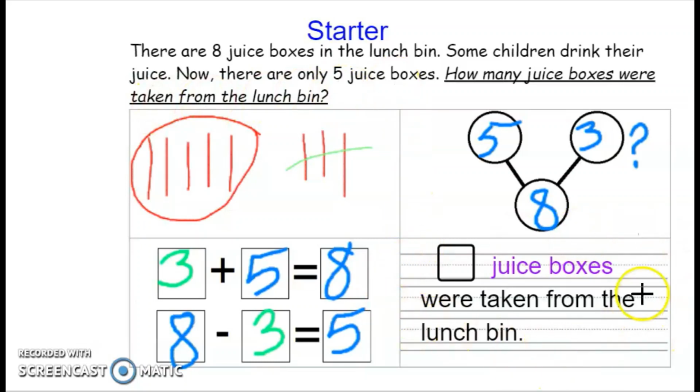Here in our last box right here, you can see that I pre-wrote out our sentence already. How many juice boxes were taken from the lunch bin? We know that there were 3 juice boxes taken from the lunch bin. Remember to always answer in a full, complete sentence when answering a question. You can restate it, and also do not forget your units, which is juice boxes, and our solution, 3. Remember, our solution is not always the total or the whole.